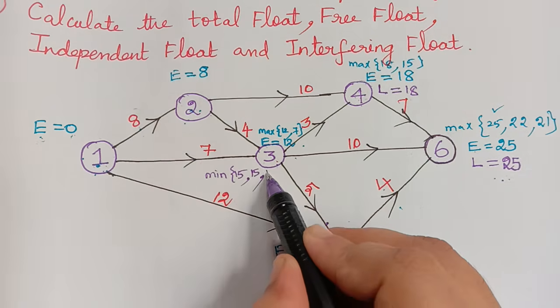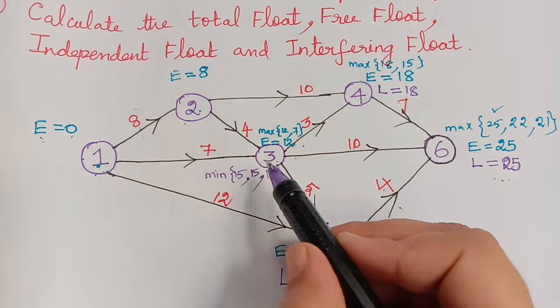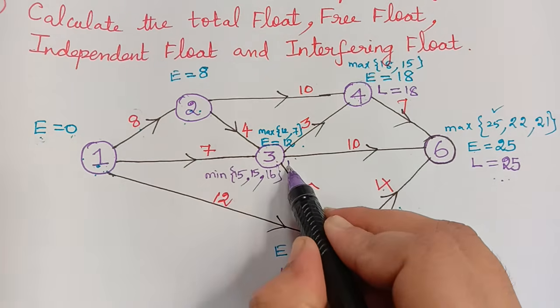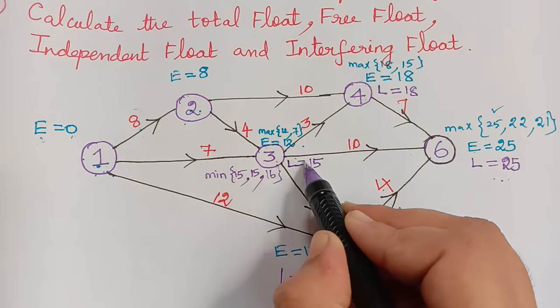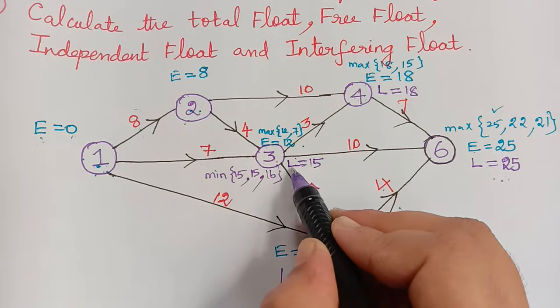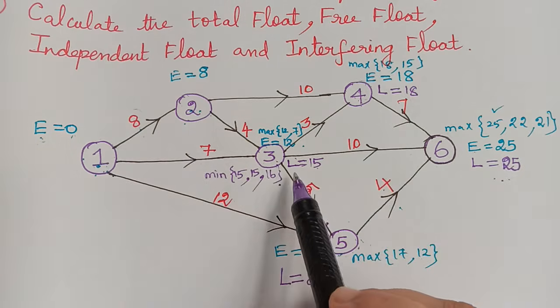And so the minimum of these three values we have to choose. So 15 is the minimum, and so therefore the value of L for this 3 is 15. So remember, L is equal to 15. That is the minimum of the three values. Okay, now we have calculated L for 3.